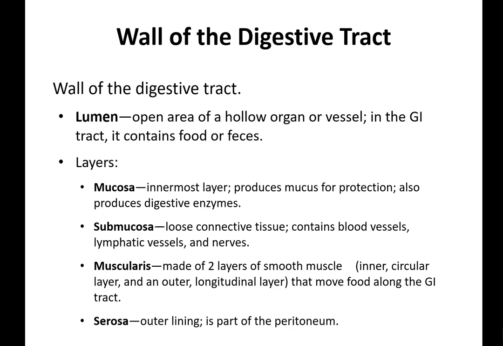The first layer of the wall is next to the lumen, which is called the mucosa, which contains cells that produce and secrete mucus used to protect all layers of the tract.